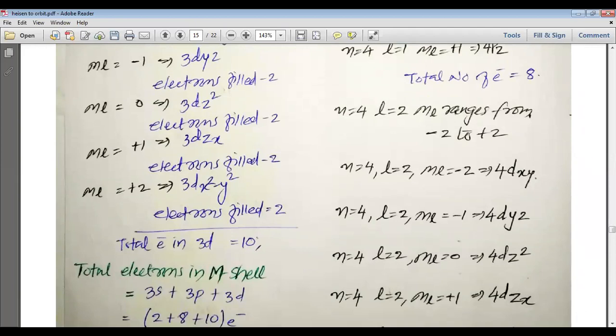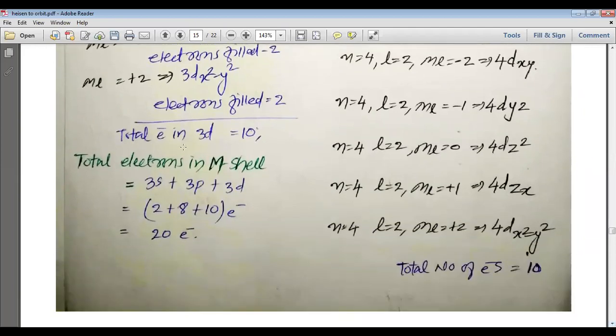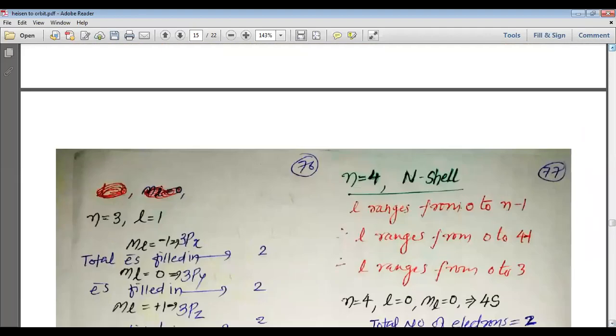So ultimately, we have 3s, 3p and 3d. So we have 2 in 3s, 6 in 3p and 10 in 3d, a total of 18 electrons that we can fill into the M shell. Now we have n is equal to 4, so it is the N shell.